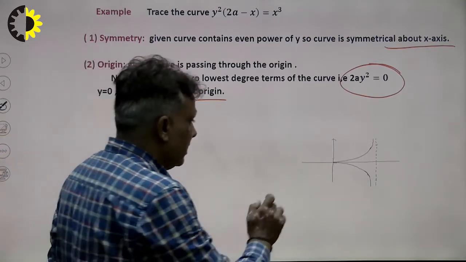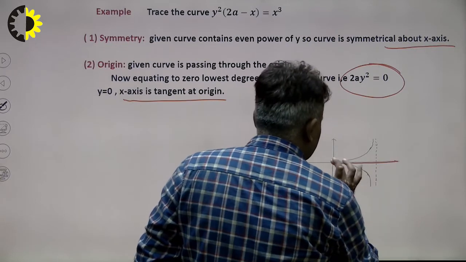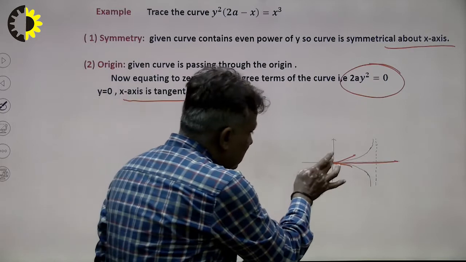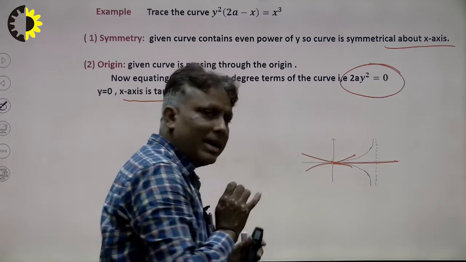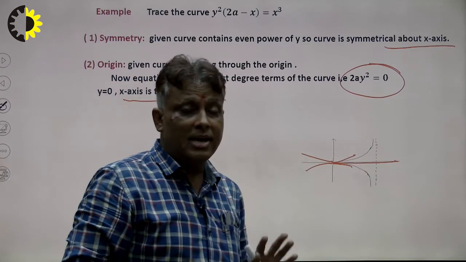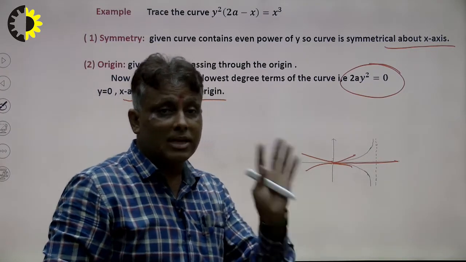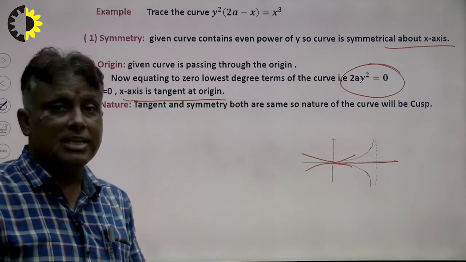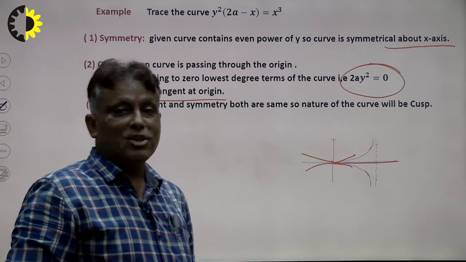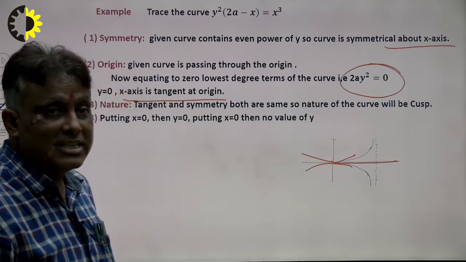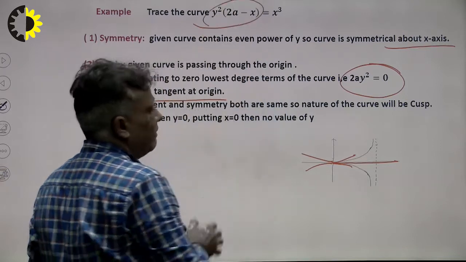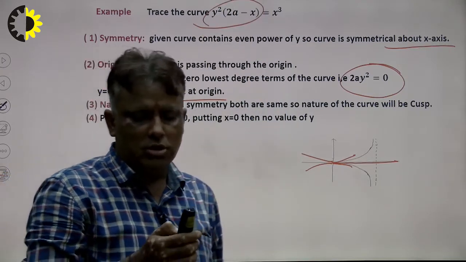So this is the tangent and this is the cusp, right? A student can say that sir, a cusp may be more than one here, and I agree with him. The curve may be on this side and on this side, and the nature of the curve at the origin will be a cusp, because symmetry and tangent both are the same. Putting x is equal to 0, y is equal to 0, so there is nothing more.